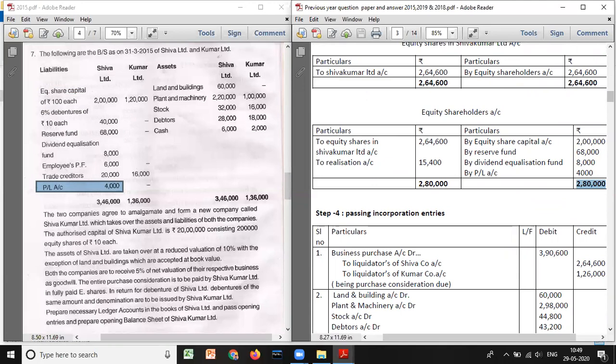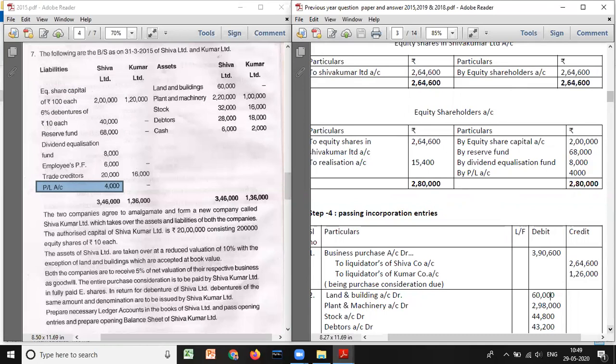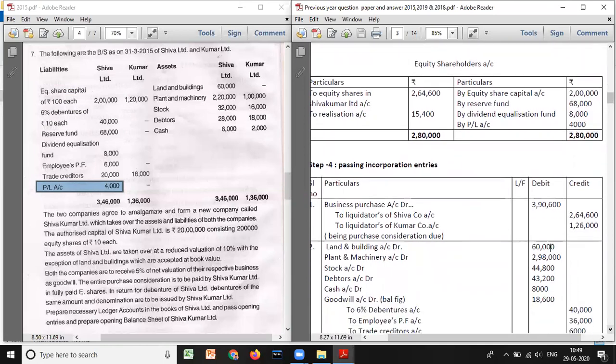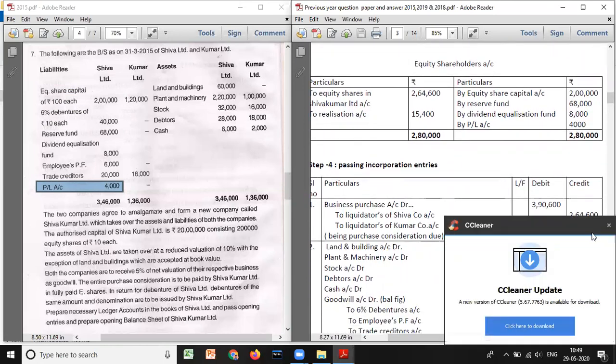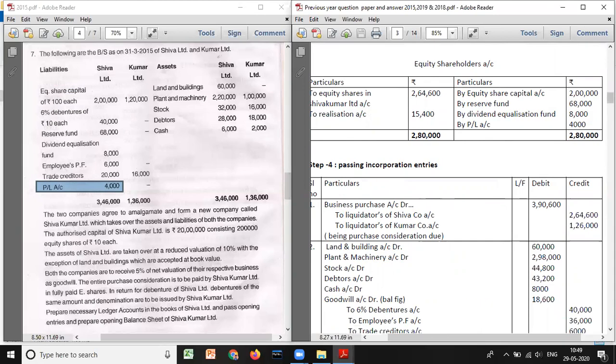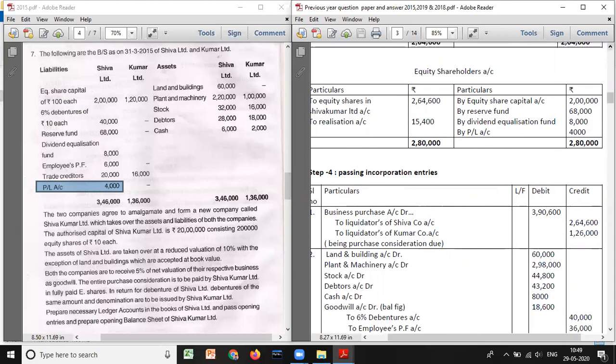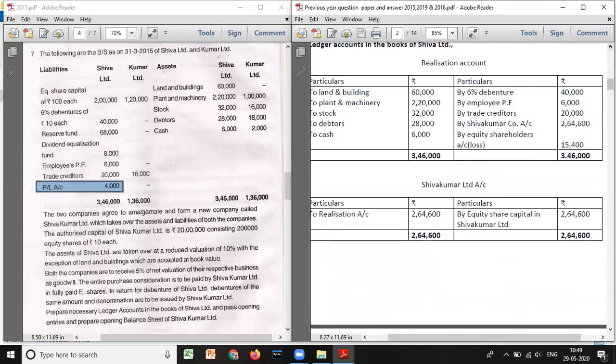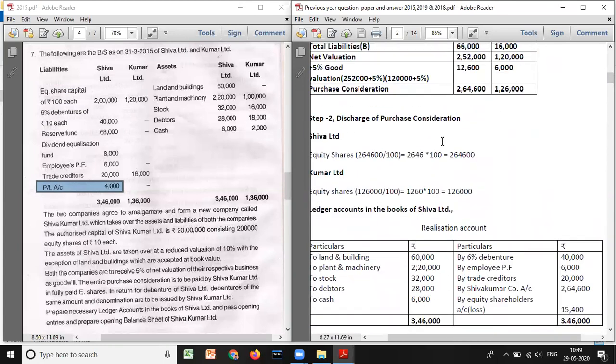The next one is, we are done with ledger accounts of Shiva Limited. Now we need to pass incorporation entries. I've already told you the incorporation entries. This will be standard. And please keep in mind, this is the purchase method. So the first one is what? Business purchase account debit. We don't know the amount. Look at here, you are paying purchase consideration for two companies: 2,64,000 for Shiva and 1,26,000 for Kumar.